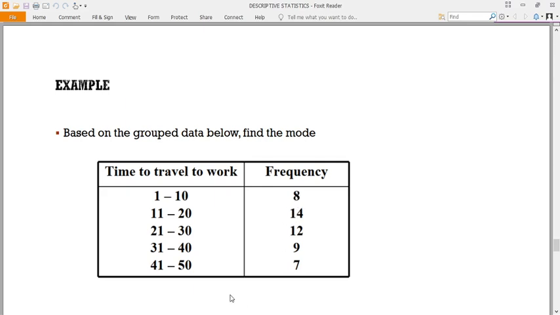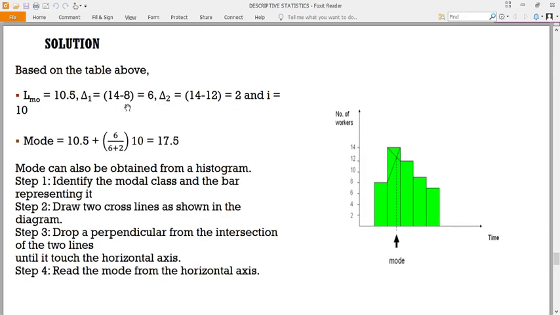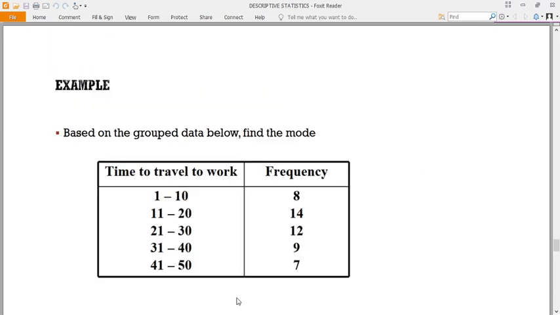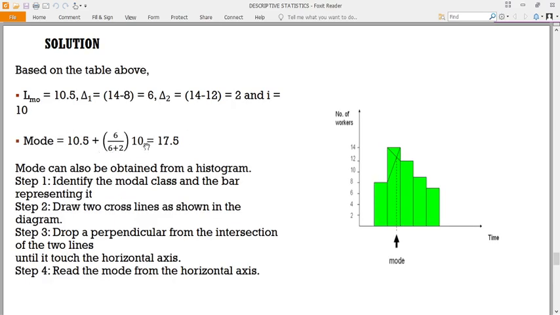So we are going to have our D1 as 14 minus 8. Then D2 is the difference between the modal class and the frequency of the class after the modal class. Our frequency was 14, so the frequency of the class after the modal class is 12. So our D2 will be 14 minus 12. So we substitute in the formula. Remember our i, or interval, is 10. So what we get is the mode.